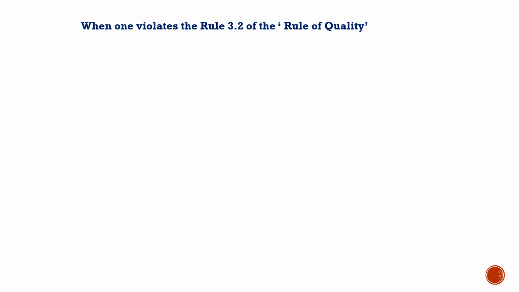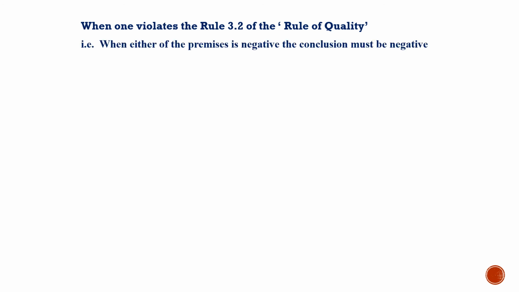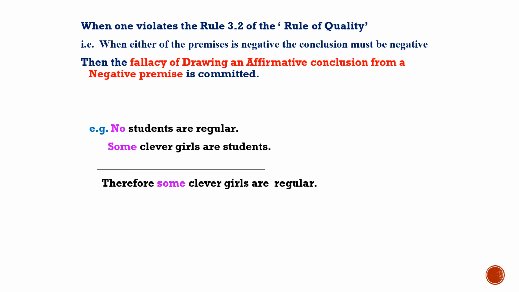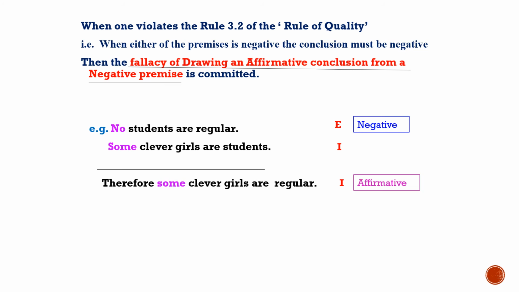When one violates the rule 3.2 of the rule of quality, that is, when either of the premises is negative, the conclusion must be negative, then the fallacy of drawing an affirmative conclusion from a negative premise is committed. Let us take an example. No students are regulars, some clever girls are students, therefore some clever girls are regular. Here the first premise has no in it, so it's an E proposition. The second has some in it, so it's an I proposition, and the conclusion has some in it, so it's an I proposition. The first premise is universal negative. It's a negative proposition. But the conclusion is I, which is particular affirmative, so it's an affirmative proposition. Hence, it violates the rule 3.2, that is, if the premise is negative, the conclusion must be negative. Hence, it commits the fallacy of drawing an affirmative conclusion from a negative premise.